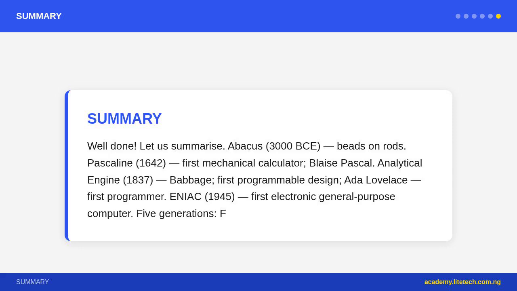5 generations. First, vacuum tubes. Second, transistors. Third, integrated circuits. Fourth, microprocessors, personal computers, Nigeria computerized banks. Fifth, AI and parallel processing, today's smartphones.